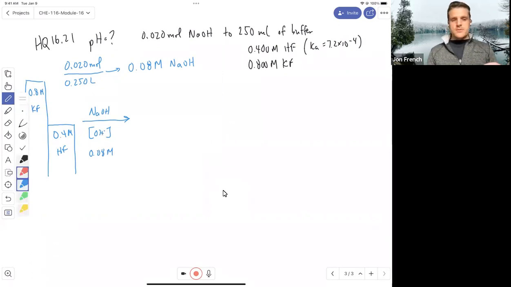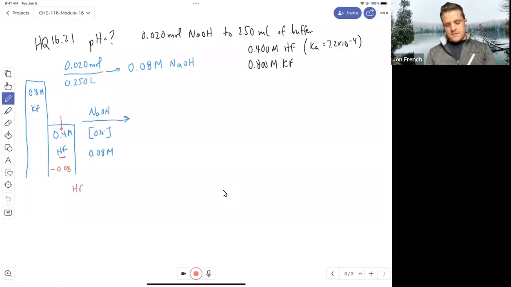So where's the strong base going to react? That's the question we have to ask. What concentrations are going to change here? Our strong base is going to react with my weak acid. So I want to subtract 0.08 here because it's going to neutralize 0.08 molar of my weak acid. So this concentration goes down. The product of that reaction, when HF reacts with hydroxide, is going to be water and more fluoride, more of the conjugate base. So this concentration is going to go up. So we're going to add 0.08 molar there.